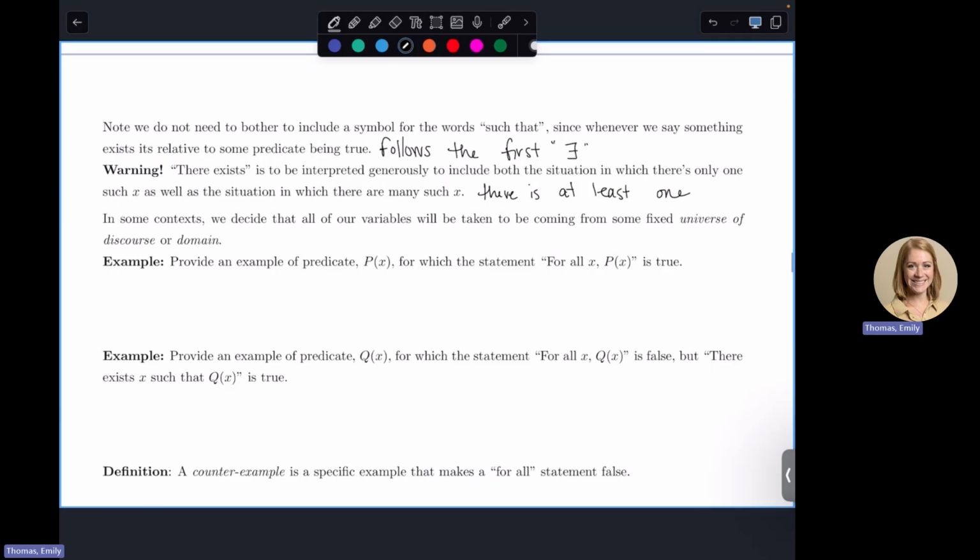In some contexts, we decide all of our variables will be taken to be coming from some fixed universe of discourse or domain. That is a lot of words. You got to define the domain. That's what that means. So we're going to do this, and we're going to be creative.